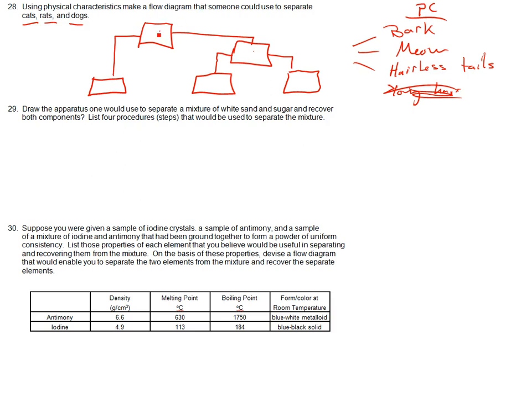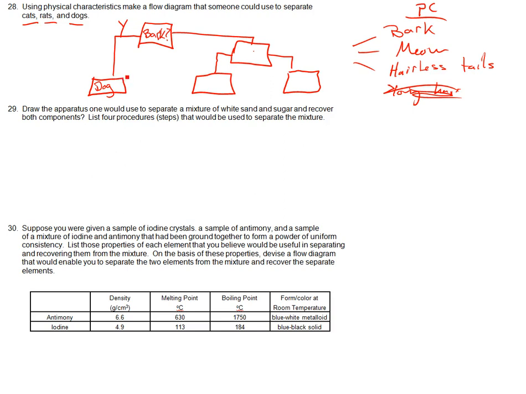All right, so I'm going to say bark. That's my question. Does it bark? And I'm going to say yes here. I'm going to put a dog. It doesn't matter if I put a yes or a no over here. It just depends on how I ask the question.